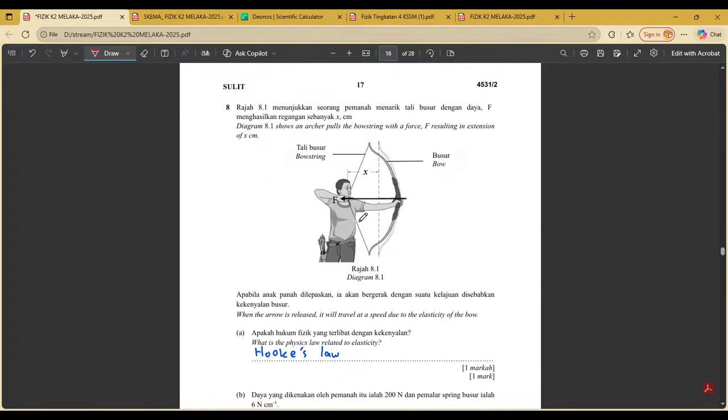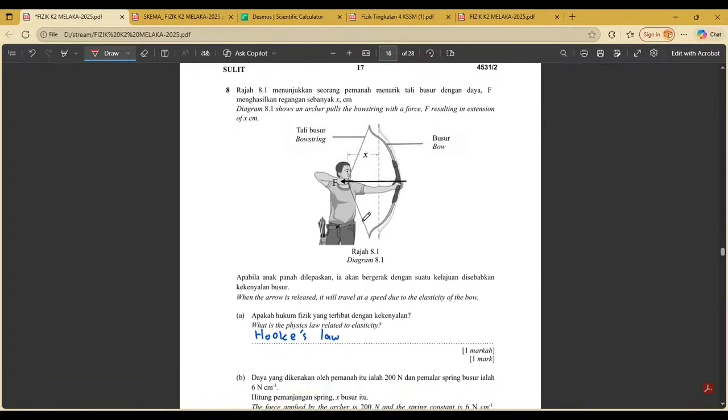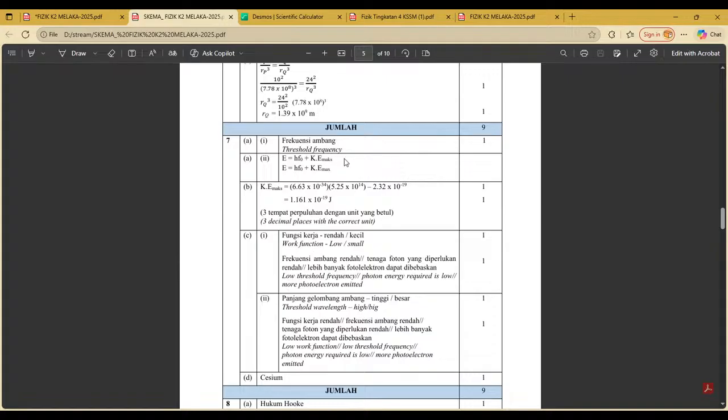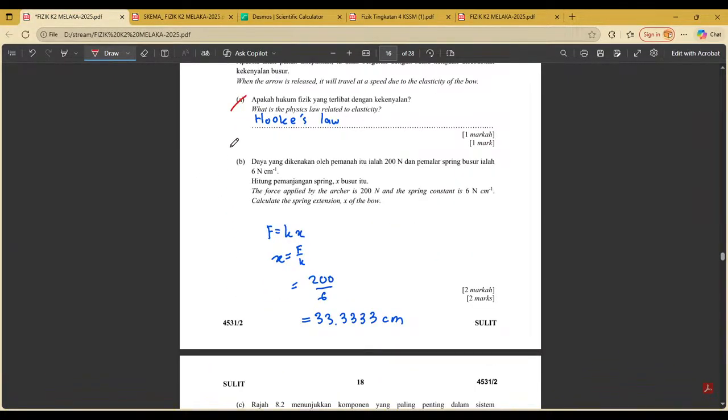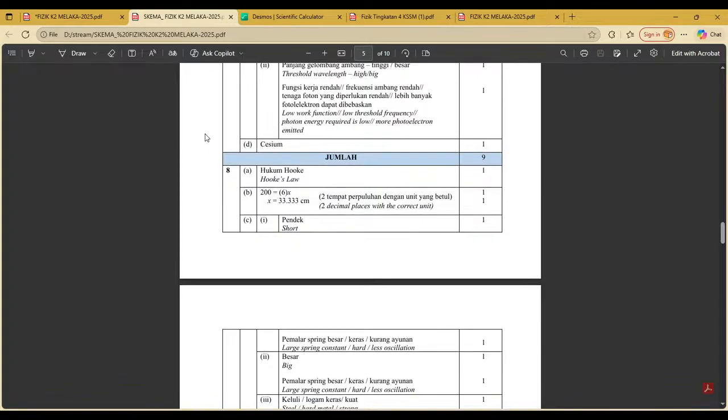Exam 8.1 shows an archer pull the bowstring with a force F resulting in extension of X. Hooke's law. Hooke's law. 33.3 repeating centimeters. Two decimal places is the correct unit. Yep.